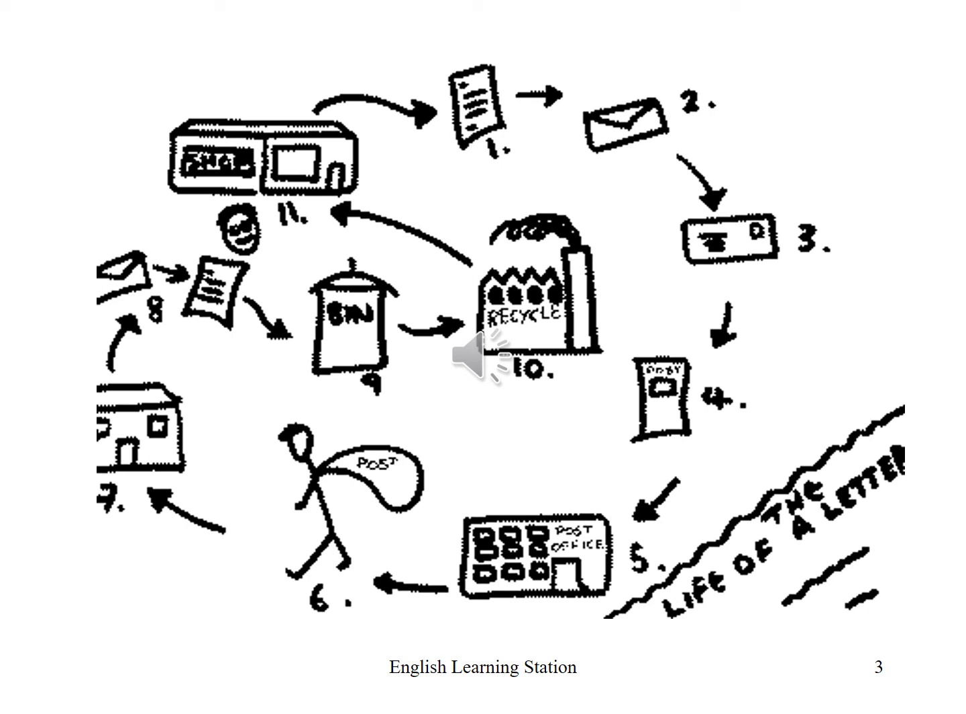So this is the process involved in a paper being bought from a shop, a letter being written on the paper, posted, and then delivered, read, and once it's disposed, what happens in the recycling process, and once again it gets back to the stores for sales. So this is a short sample of a process description.